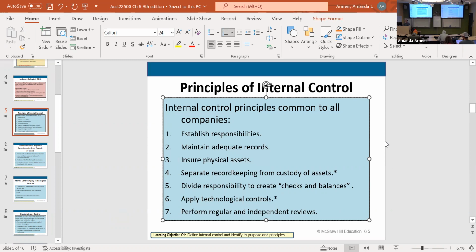And then number 7, perform regular and independent reviews. One of the ways that we are going to specifically talk about performing independent reviews is in the cash account at the end of this chapter with what's called a reconciliation, okay? So on a periodic basis, what a company should be doing, and what we're going to practice doing in class today and on Friday, is they should look at their bank statement.